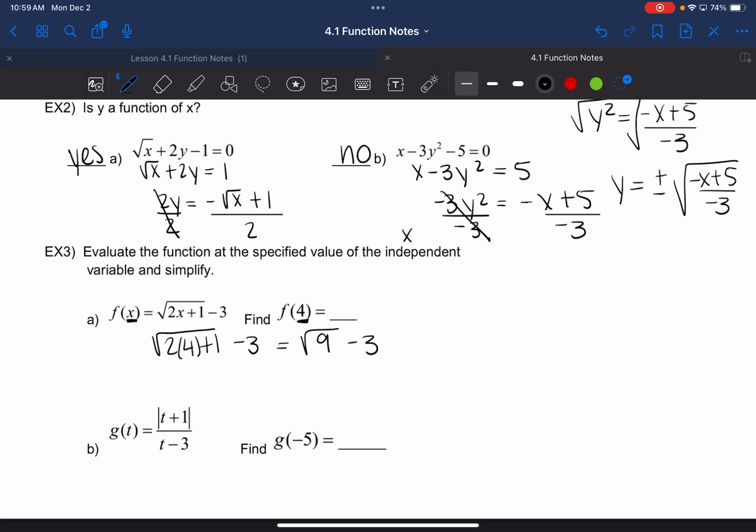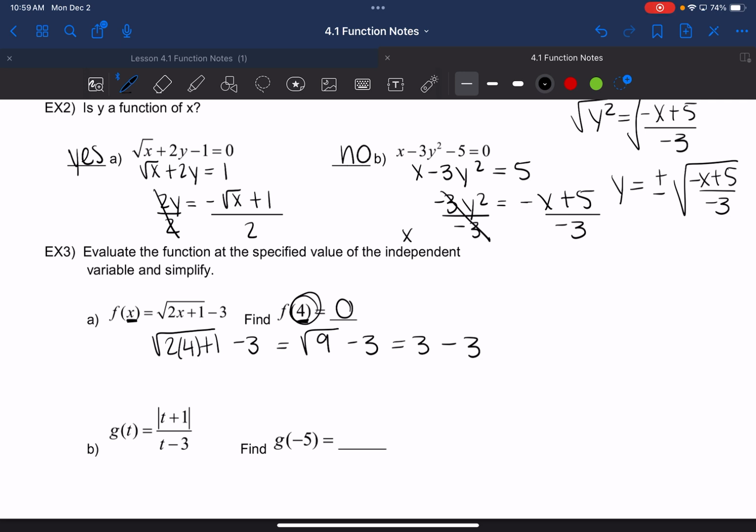Okay, well, what is the square root of 9? 3. So 3 minus 3 would be 0. Okay, and we did take a square root, but I don't have to say plus or minus 3 because we know what we plugged in for x, right? It was a positive 4. So I don't have to do the minus because I do, in fact, know that I plugged in a positive value there. Okay?